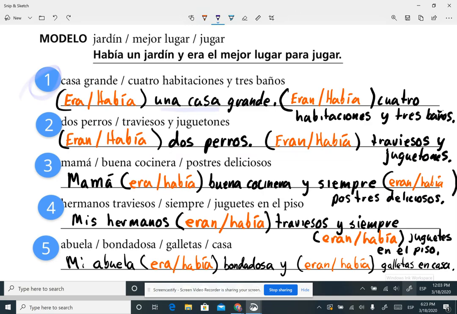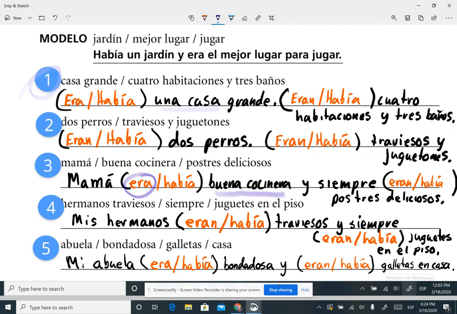Number 3, mama. So mama was a good cook. Always there were delicious postres, right? Delicious desserts. So I think here we're saying she was a good cook, right? That's describing what she was like. What was mom like? Well, she was a good cook. So that's a ser verb because it's describing what she was like.